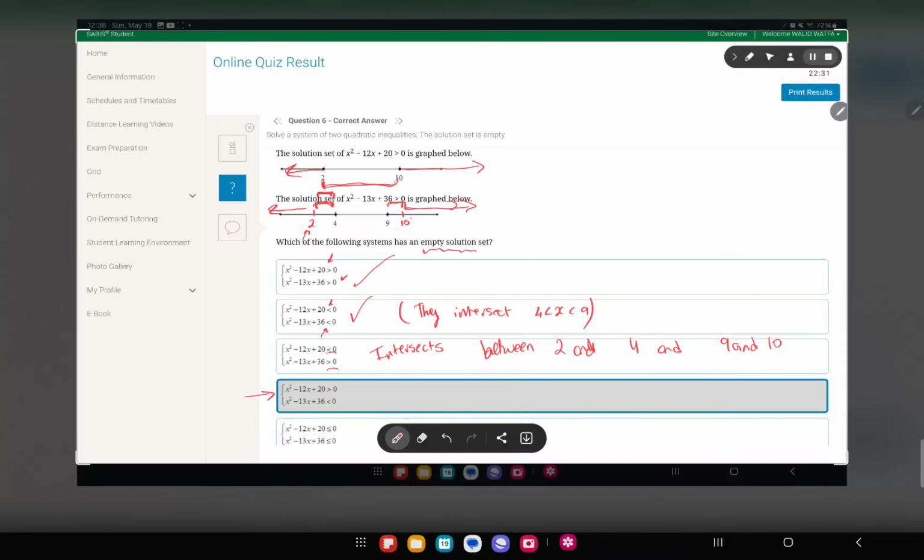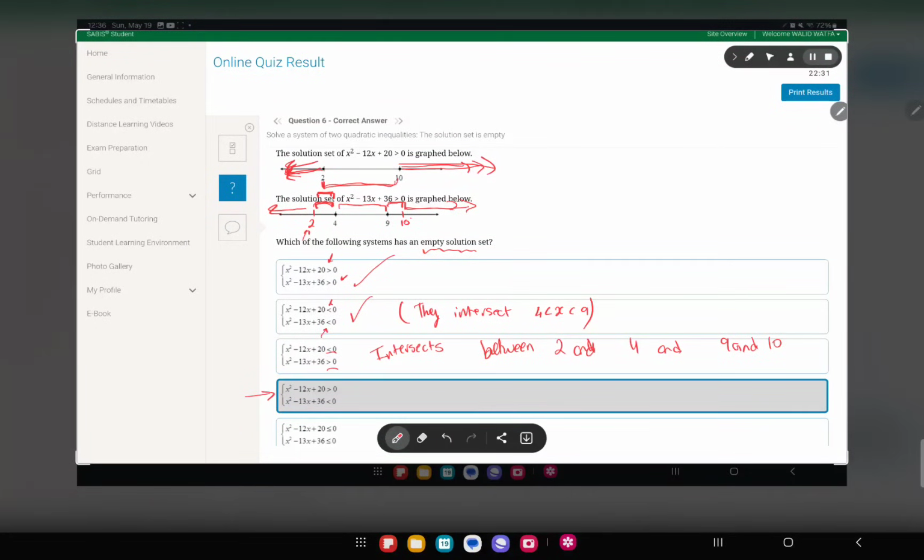How about this one here? x squared minus 12x plus 20 greater than 0. So this one went positive, so after 10, before 2. x squared minus 13x plus 36 less than 0. Okay, now is when there's no more solution. Greater than 0, it would be after 10, before 2. But less than 0 here would be between 4 and 9.